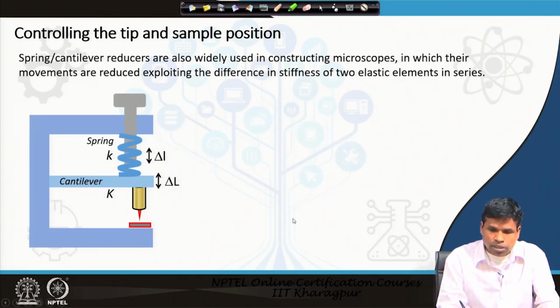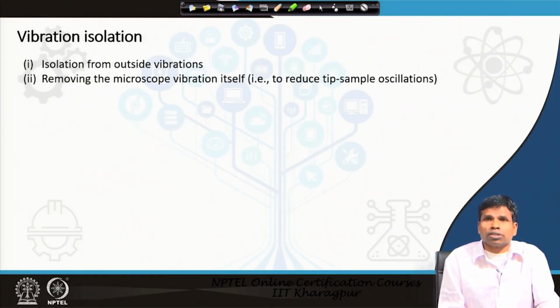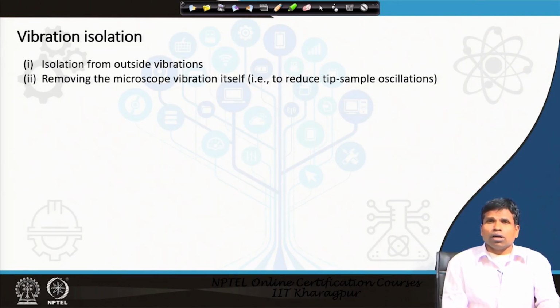Another important point is the vibration isolation in the STM. In the STM, we want data with an accuracy of 0.1 angstrom. For that accuracy, the vibration should be at least 10 times lower. Here vibration means, first, vibration from outside, that is from the ground and air where the microscope is placed, and second, the vibration of the microscope itself.